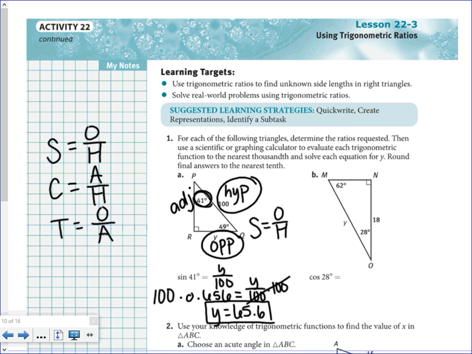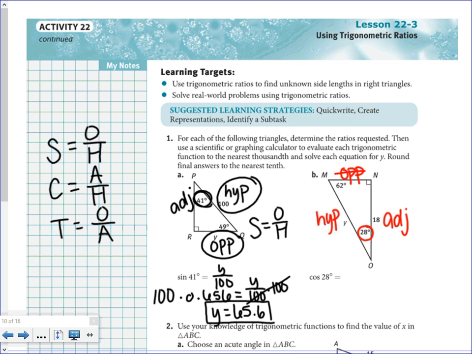Looking at part B. This time they're telling us to use the 28. And they tell us specifically to use cosine. But let's pretend like we don't know that. So looking at the 28 degrees, my hypotenuse is the y. Adjacent to the 28 is the 18. And then opposite it is this MN.